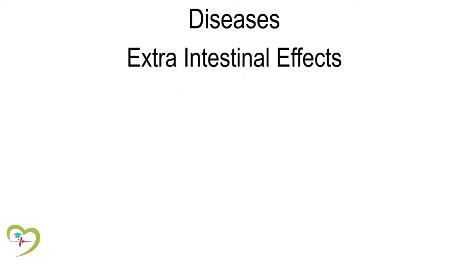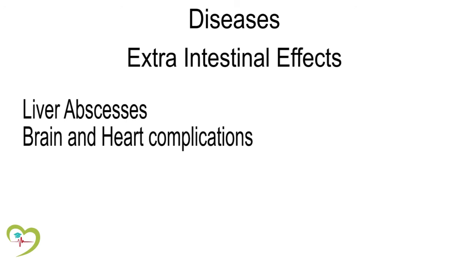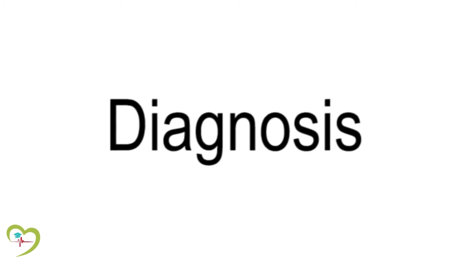Extra-intestinal effects of these worms. Apart from just the lungs and the intestines, A. lumbricoides will cause other issues due to their movement. These issues include liver abscesses, serious complications to the brain and heart, pancreatitis, and appendicitis.